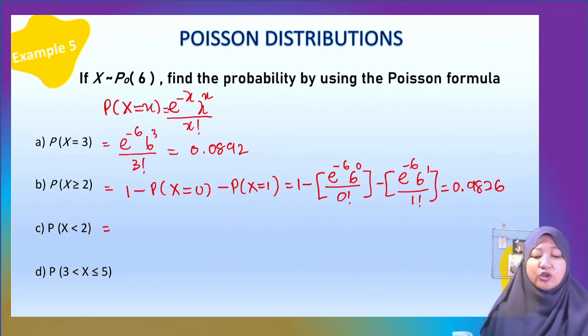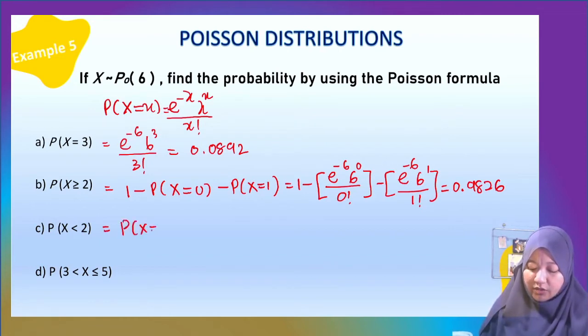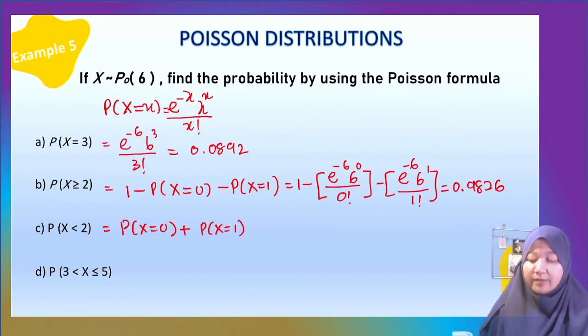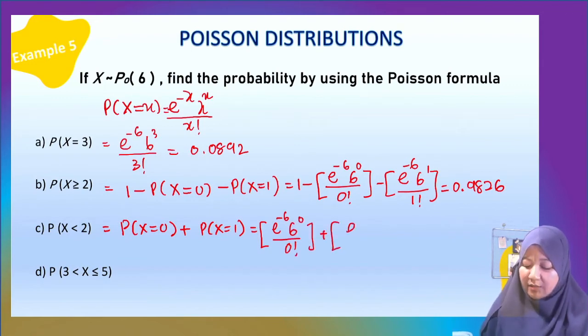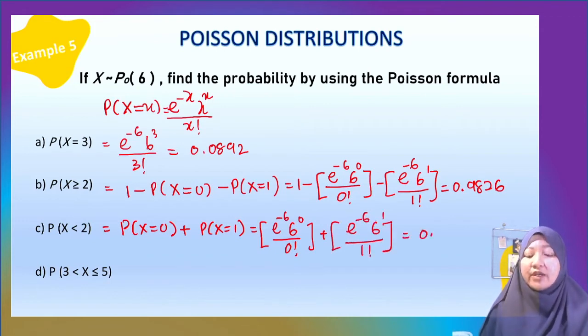Okay, x less than 2. So, probability x equal to 0 plus probability x equal to 1. Plug in into the formula. e power of negative 6, 6 power of 0 over 0 factorial, plus e power of negative 6, 6 power of 1 over 1 factorial. And the answer is 0.0174.